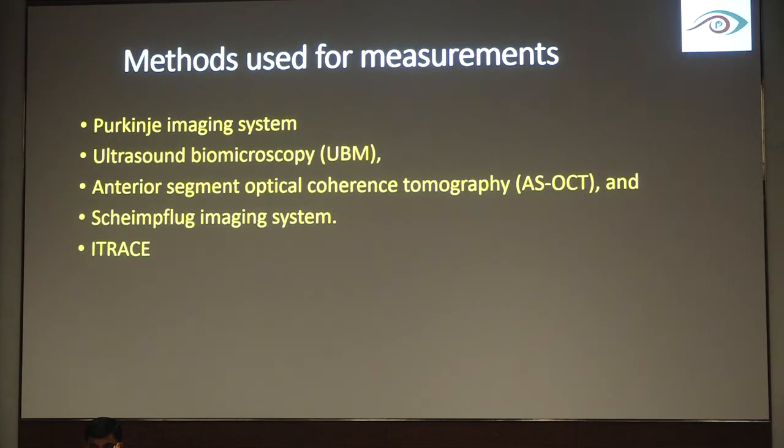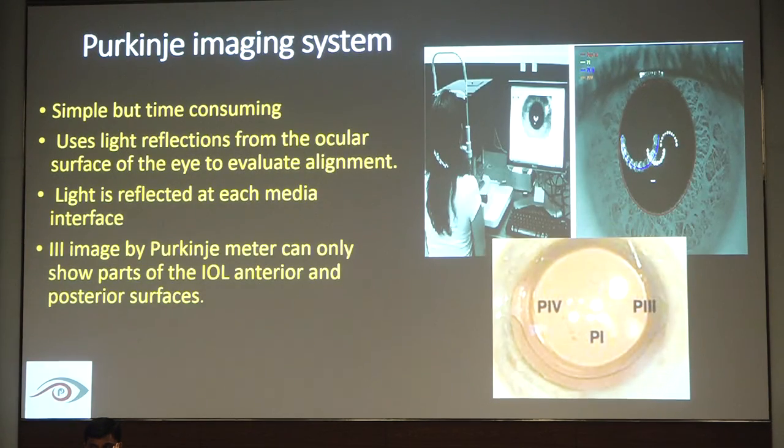So how are we going to measure the exact degree of decentration or tilt? Starting out, we used to use the Purkinje meter. The third Purkinje image which you used to get has to be full.